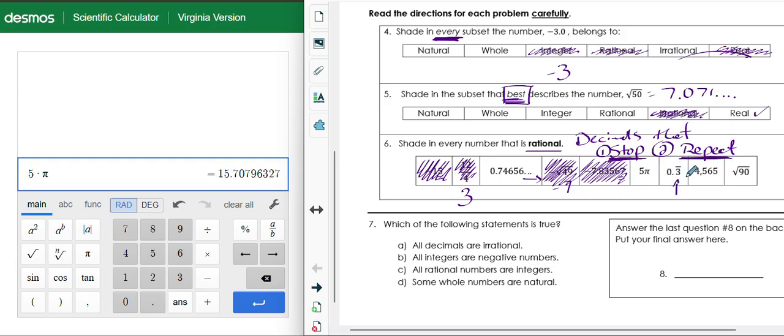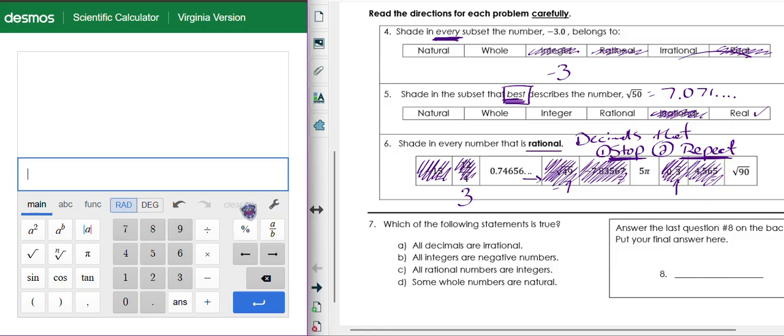0.3 repeating, that is a repeating number. That's rational. 4,565, that is a number that stops at some point. That's rational. And the square root of 90 is a decimal that goes on forever. The calculator has its limit, but you can assume that this keeps going forever. We are not repeating the same numbers over and over. That's an irrational number.